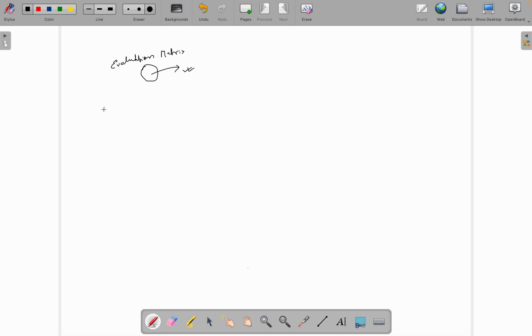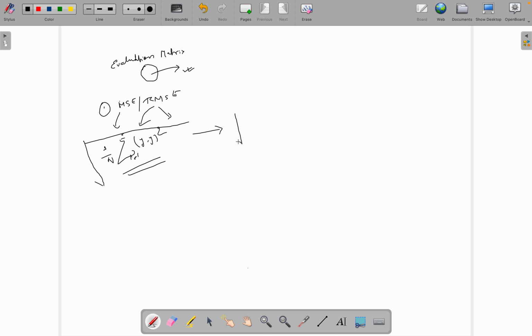There are some evaluation metrics we have. The first one, which I have already explained, is MSE and RMSE. MSE is mean square error, RMSE is root mean square error. The MSE formula, as we already know, is 1 by n, sum of i equals 1 to n, of y actual minus y predicted, squared. When you put a square root here, it becomes RMSE, root mean square error. The lower these values are, the better your model is.